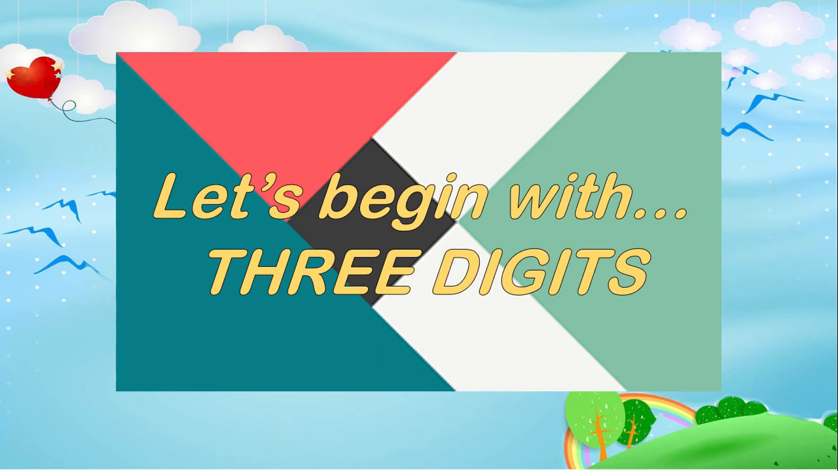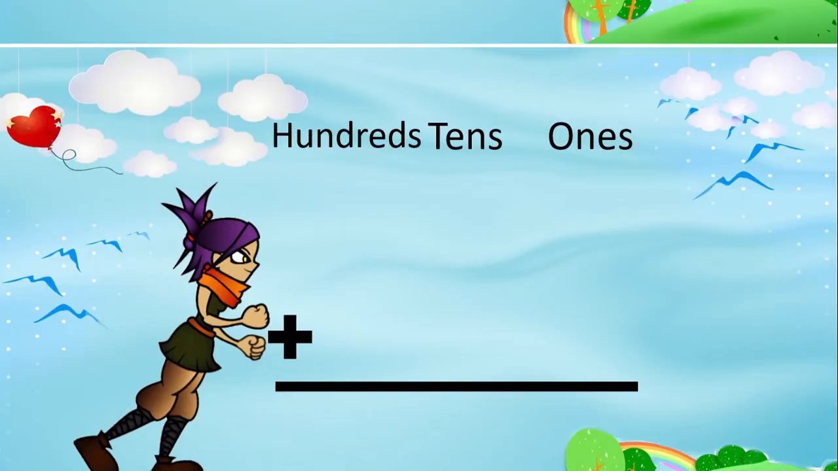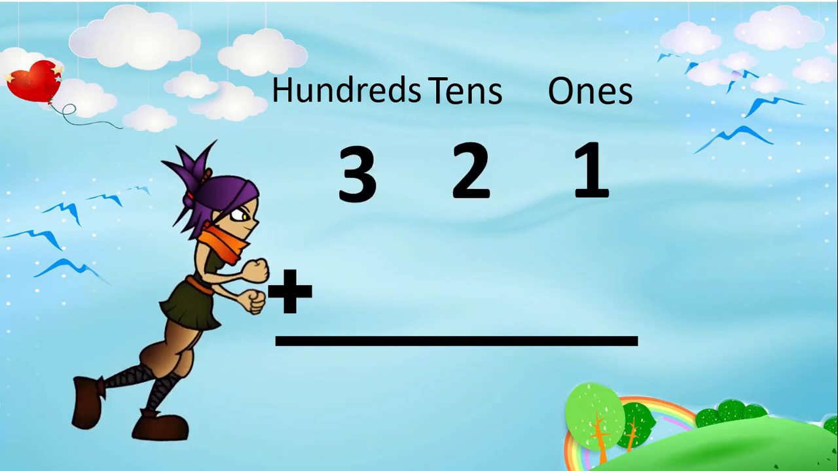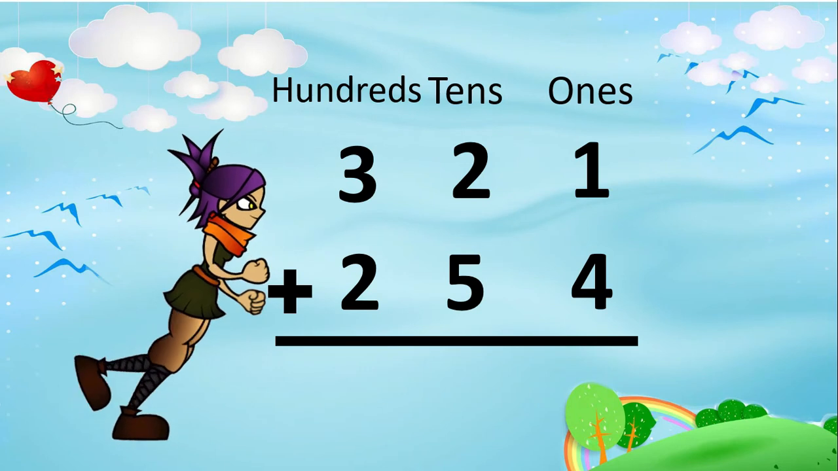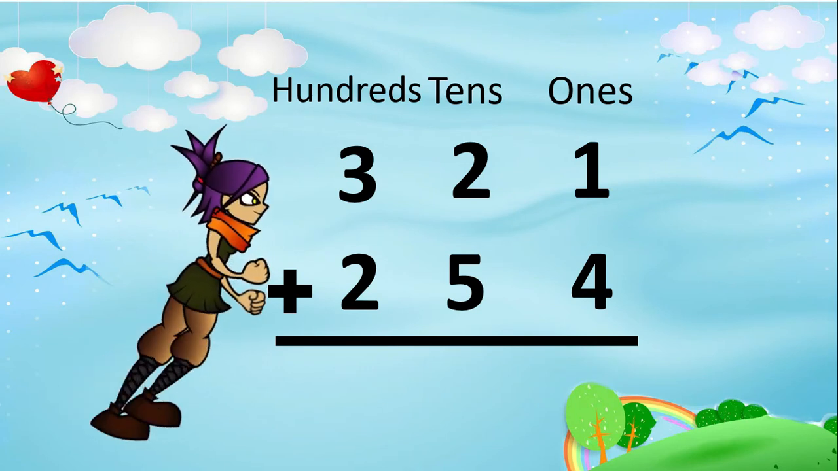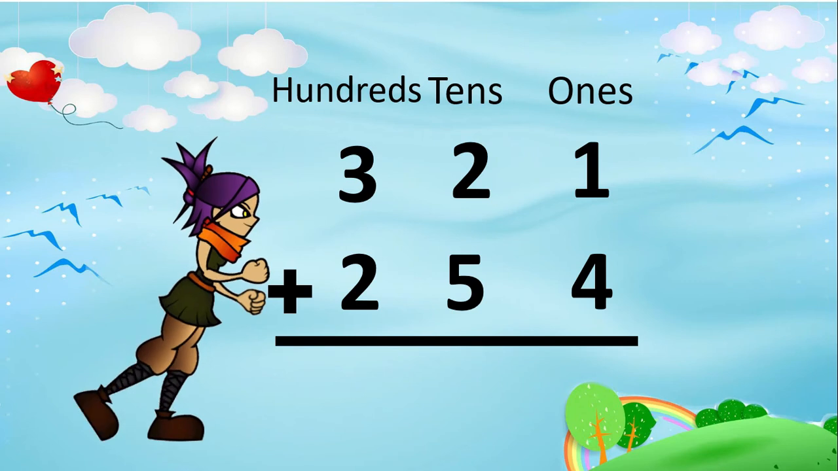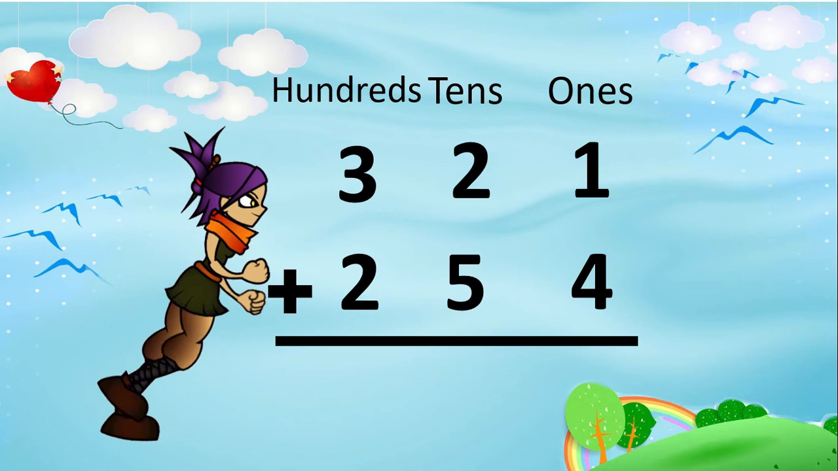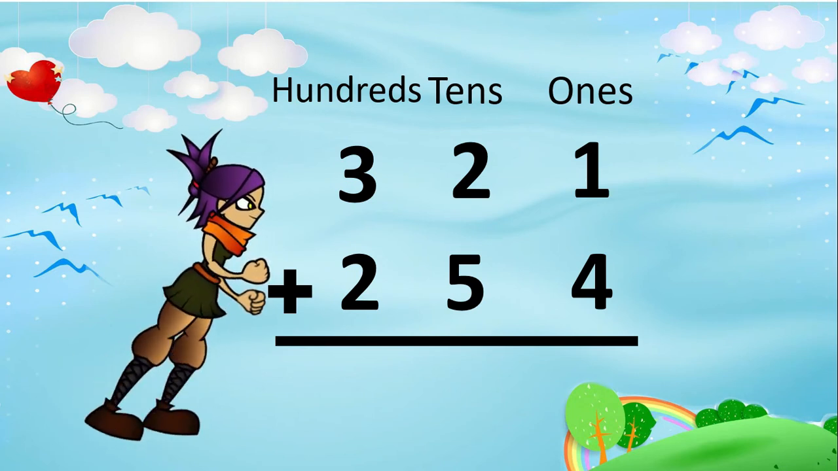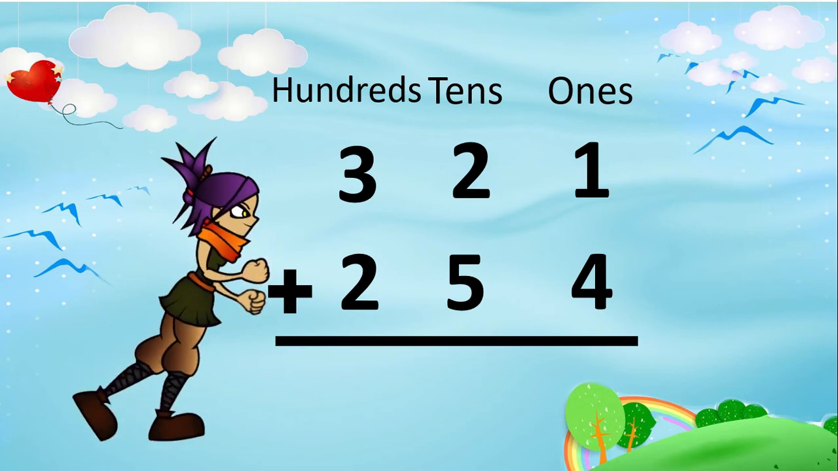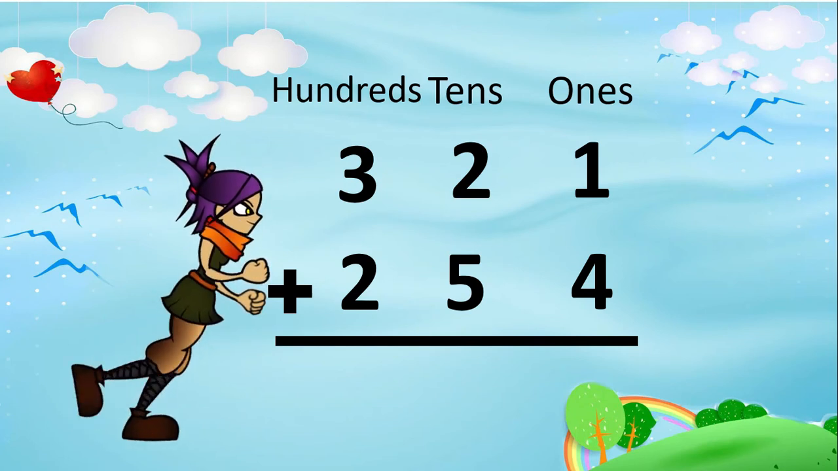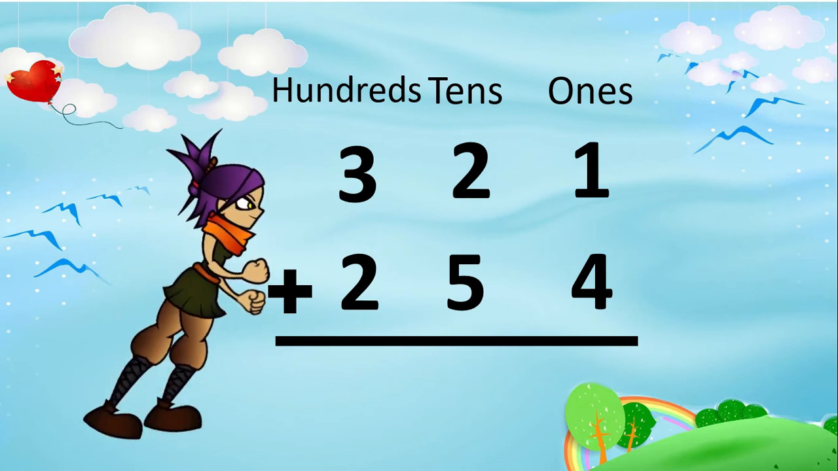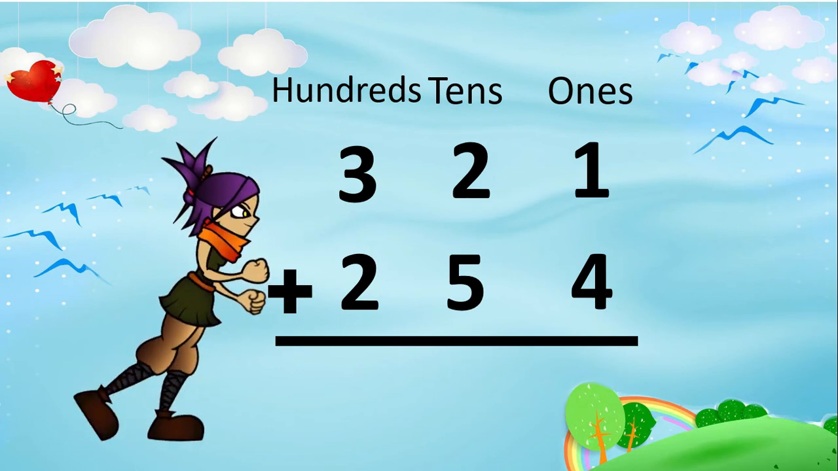Let's have a practice with 3 digits. So we have here the numbers 321 and 254. The ones place belongs to the 1, the tens is the 2, the hundreds is the 3, and below it, 4 belongs to the ones place, 5 belongs to the tens place, and 2 belongs in the hundreds place. So remember the rule again: always start adding in the ones, then the tens, then the hundreds place.